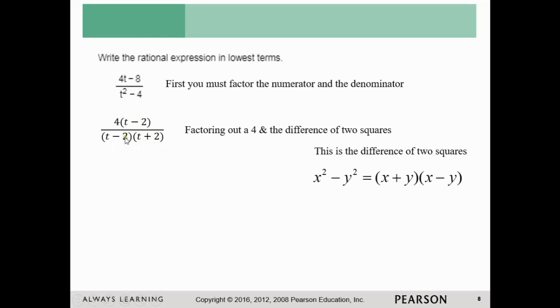Now we have a common factor here, a common factor of t minus 2. So now we cancel out our common terms, and we're left with the rational expression written in lowest terms as 4 over t plus 2.